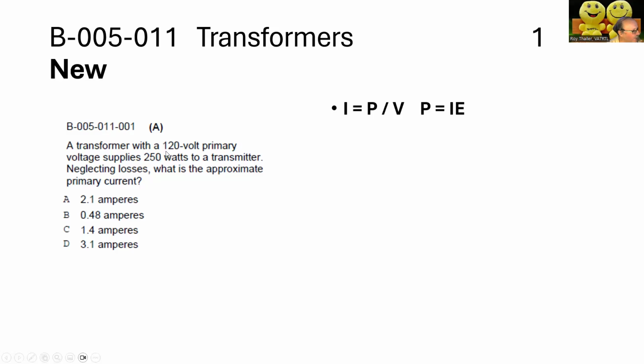So here they give you a 120 volt primary that supplies 250 watts to a transmitter. What is the approximate primary current? So you would use the formula I equals P divided by V. So you would take 250 divided by 120. So that would be 2.1 amps. So A is the correct answer.